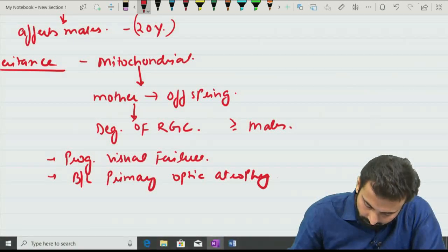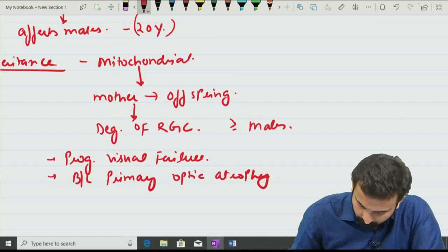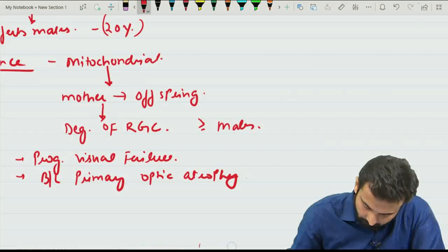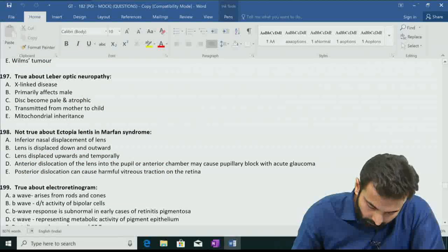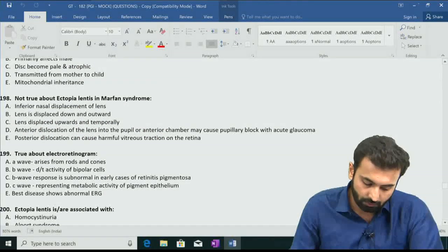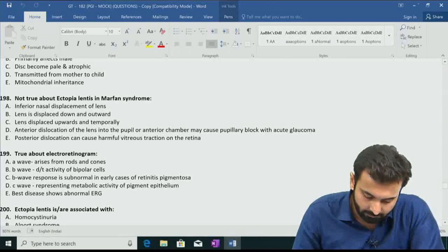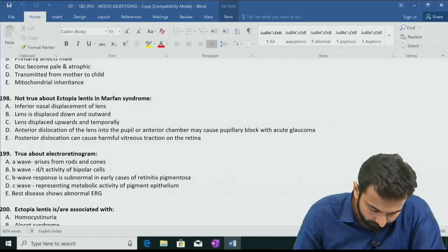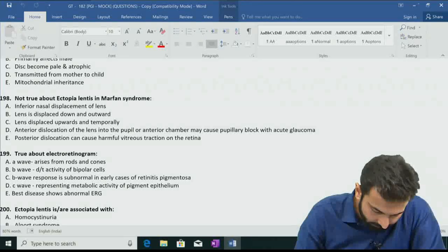Now coming to the next question. The next question is 198. They are asking which is not true about ectopia lentis in Marfan syndrome.